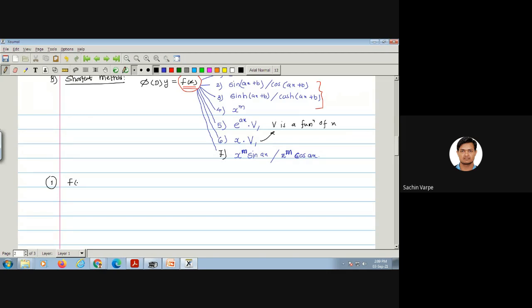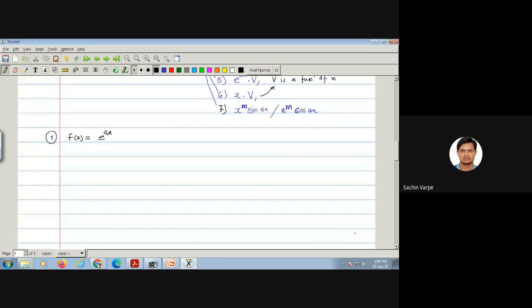When f of x is e to the power ax. So what are we trying to find? What are we actually discussing here? The methods to find?